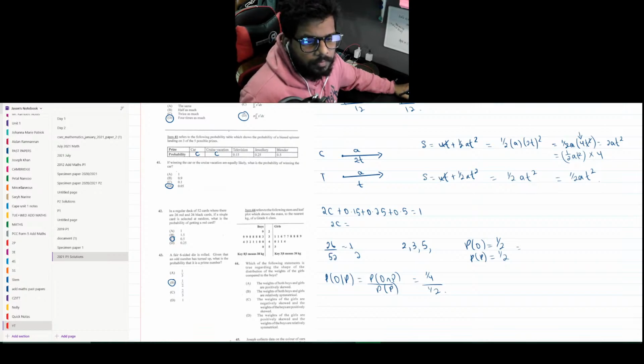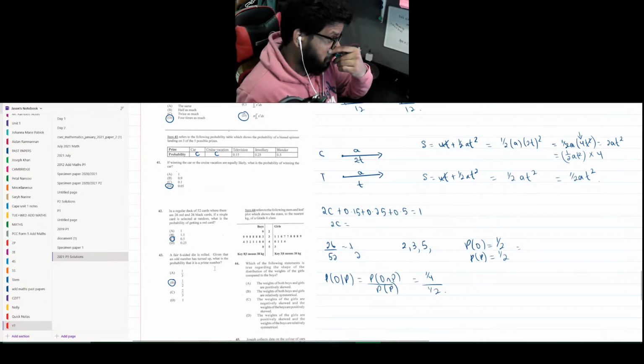And so seeing here, these events are independent, so you can use the multiplication rule. You sure they're independent? I don't think they're independent, you know.